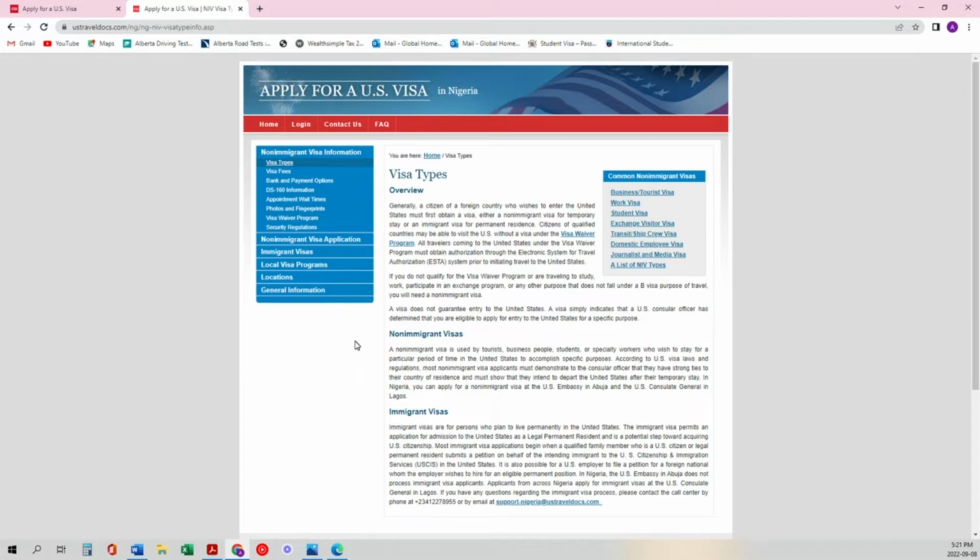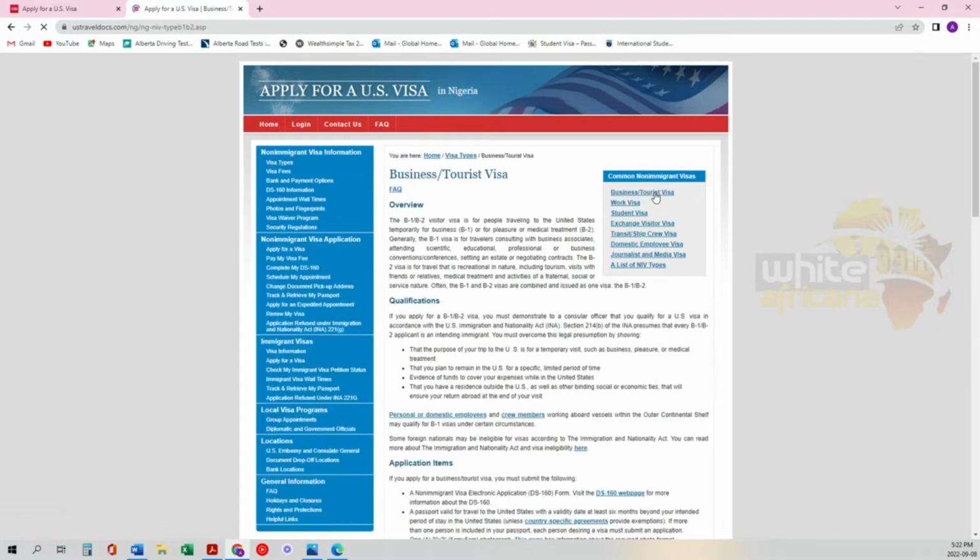All travelers coming to the United States under the visa waiver program must obtain authorization through the Electronic System for Travel Authorization, the ESTA system, prior to initiating travel to the U.S. That doesn't pertain to us right now. I'm not going to go too much into that at all. We're just going to go right straight into the common non-immigrant visas. So let's take a look at the most common one, which is the B1B2 business and tourist visa. Okay, so just click on there.